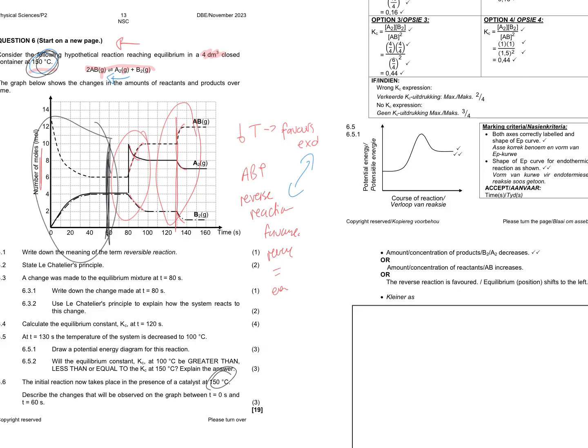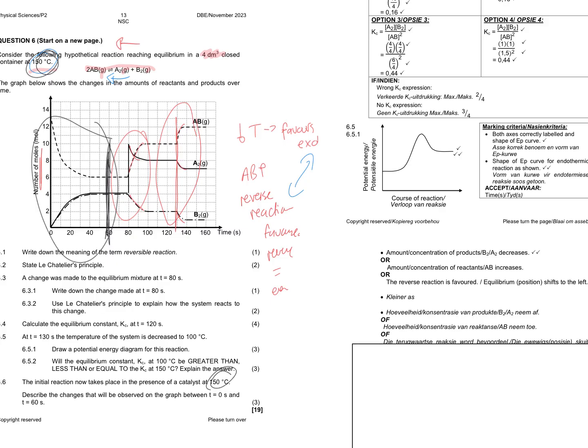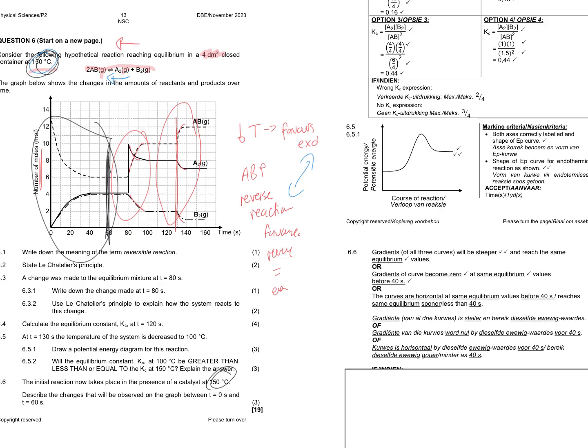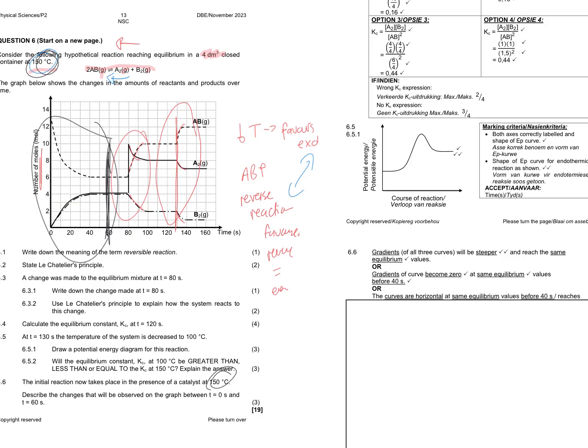Basically, it's going to be much steeper. The graph will be steeper because the reaction is happening faster. It will get to the same horizontals. It'll just do it much faster. If you add a catalyst, you just get to where you want to be much faster. So you get to the same height, but you just do it much sooner.